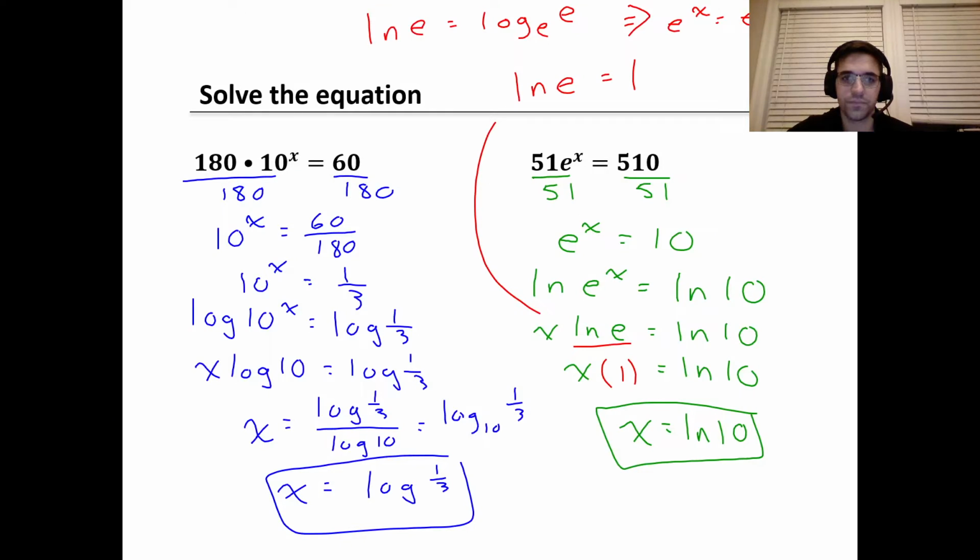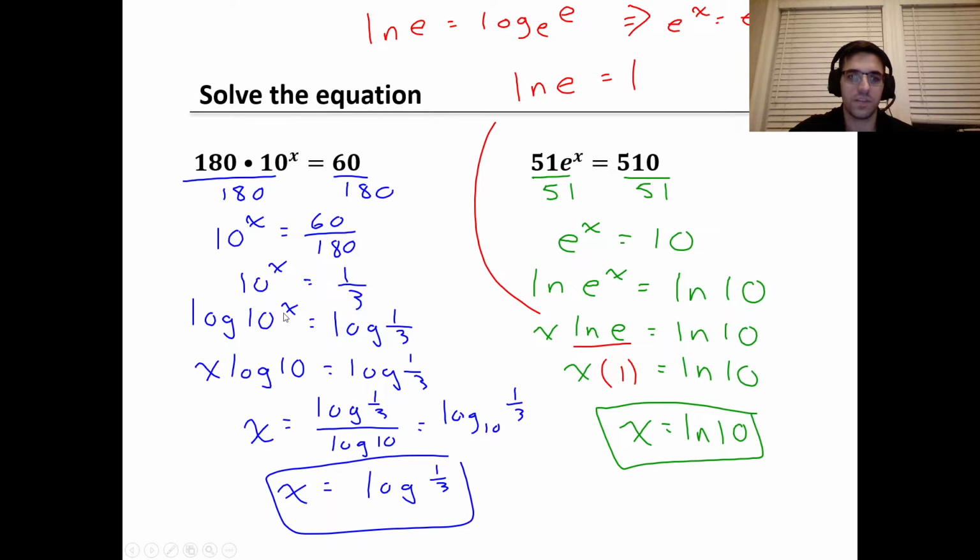All right, so let's look at some examples here. The first example, we want to get the exponential piece by itself. The exponential piece is 10 to the power of x. So I'm going to divide each side of the equation by 180. So we're going to end up with 10 to the power of x equals 1/3. Okay, and so then take the log of each side.